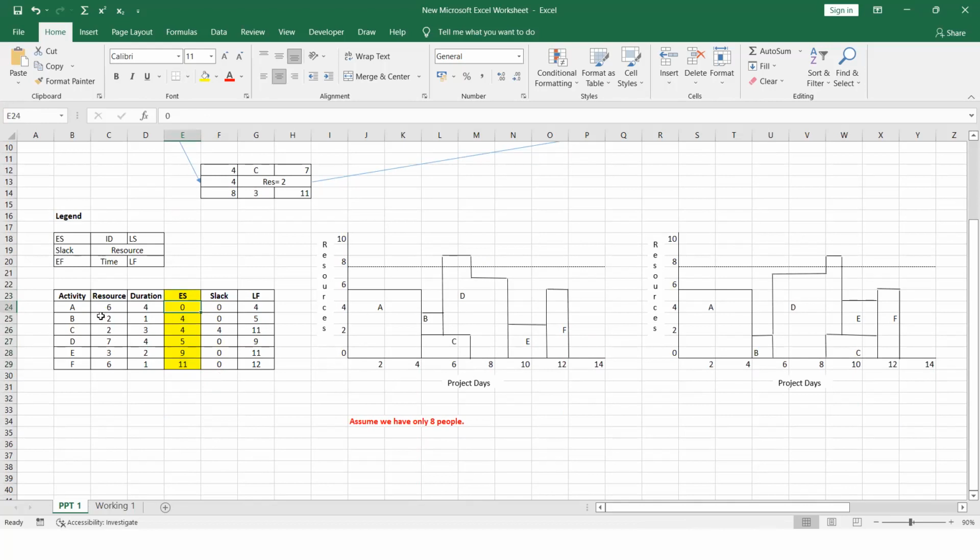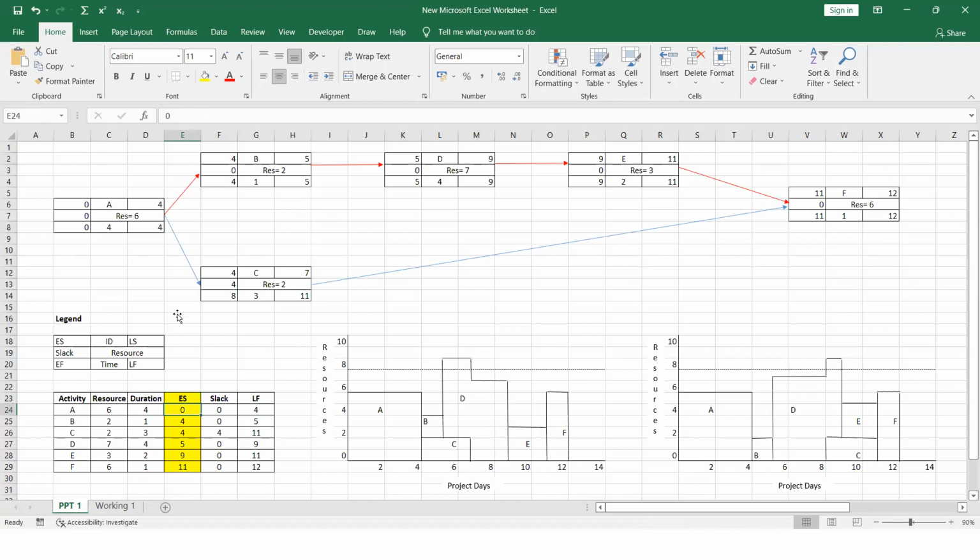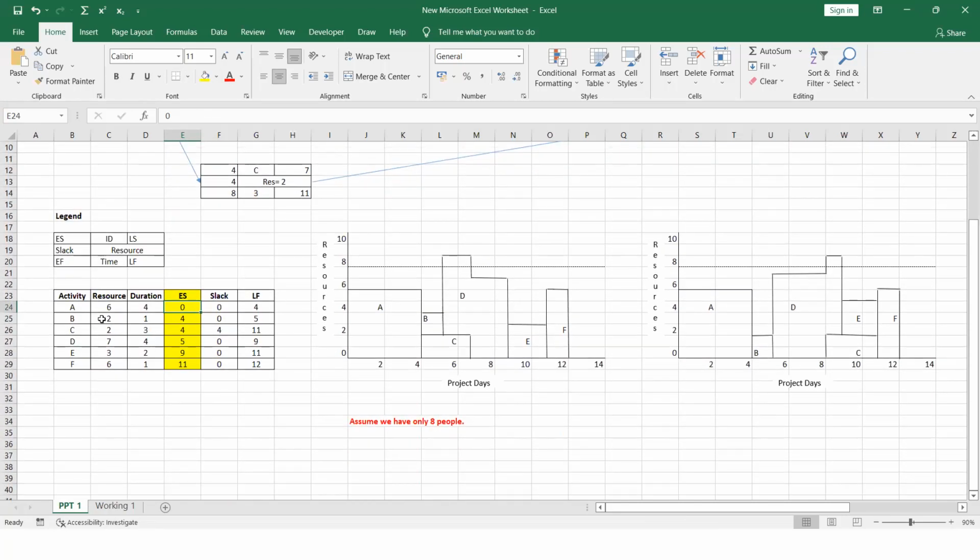And the resources needed are 6. For activity A, resources required are 6. So 2 is indicating this part, and 4, 6, 8, 10, likewise the indications are there. Are you all clear with this diagram, meaning the x-axis and y-axis?